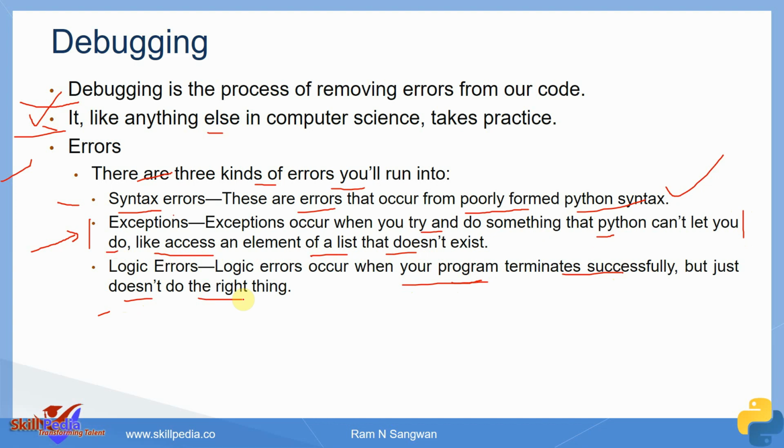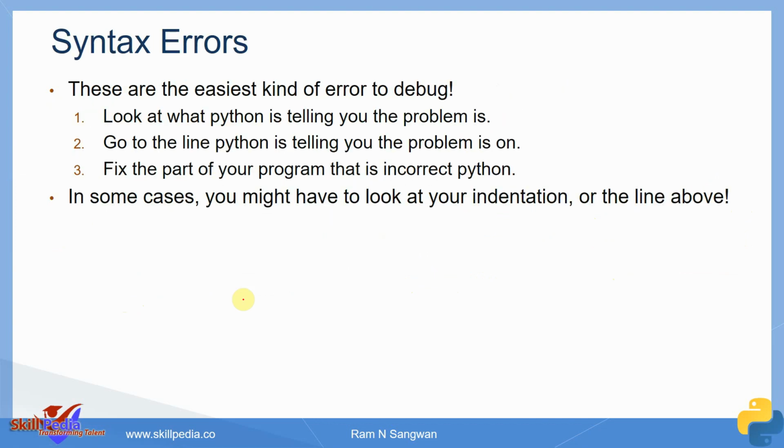You need to get into the code, you need to think it twice, and then you need to correct the code. Syntax errors. These are the easiest kind of errors to debug, as I told you. Look at what Python is telling you. The problem is what. Go to the line Python is telling you the problem is on. Fix the part of your program that is incorrect. In some cases, you might have to look at your indentation or the line above the line where Python is reporting the error.